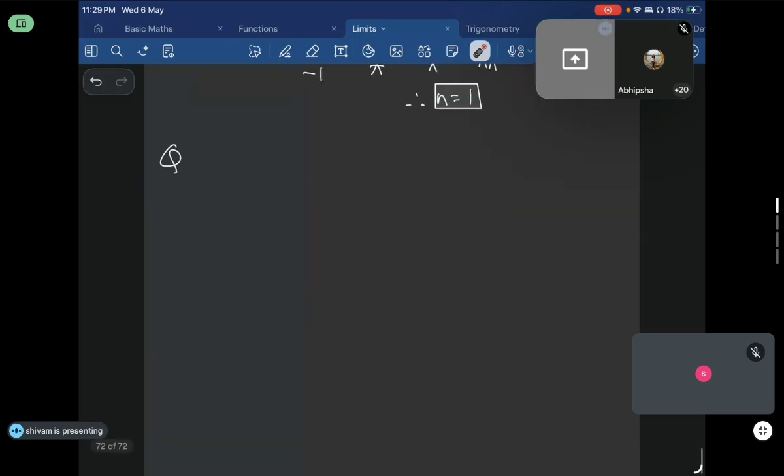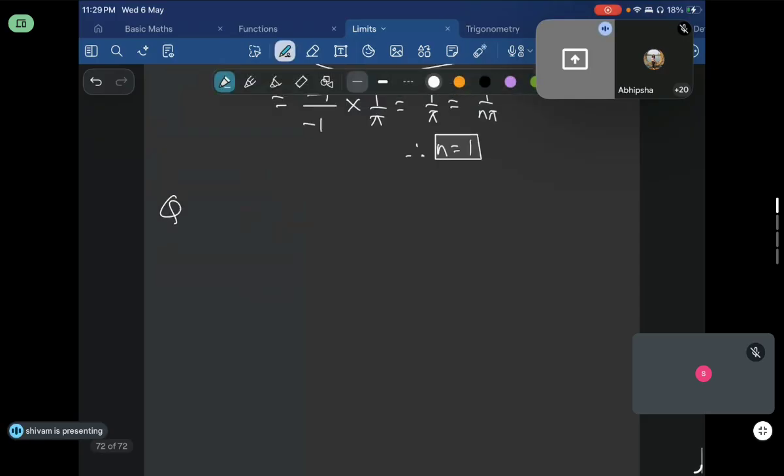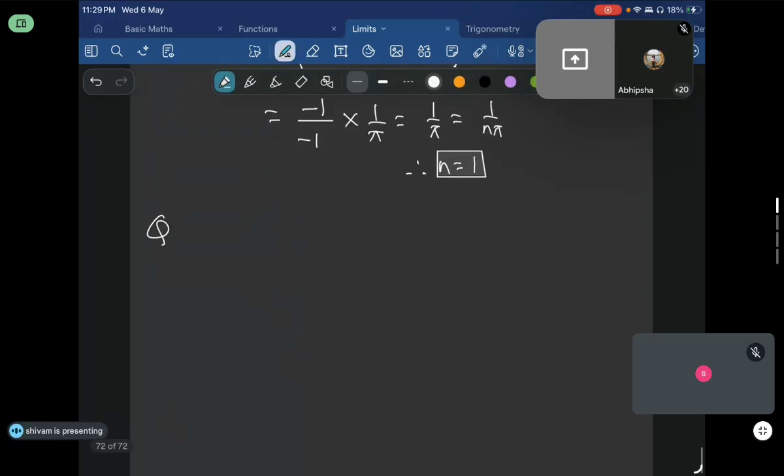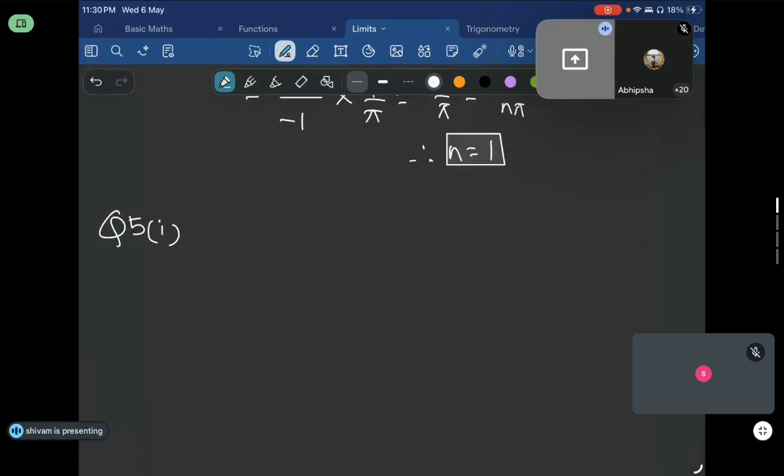Okay. Next. Question number 5. Part 1. Limit x tends to pi by 2, tan x upon tan 5x. Start.